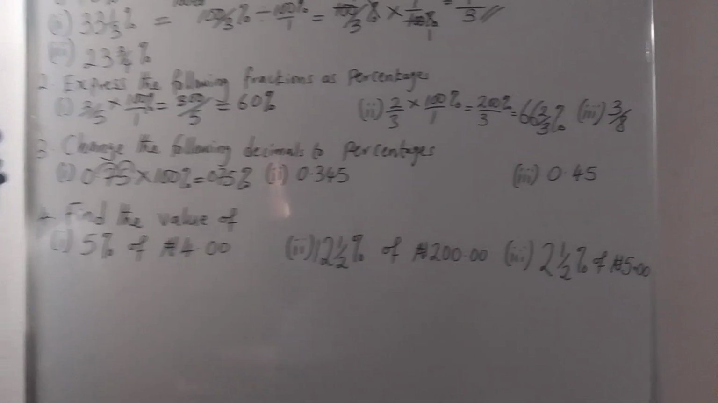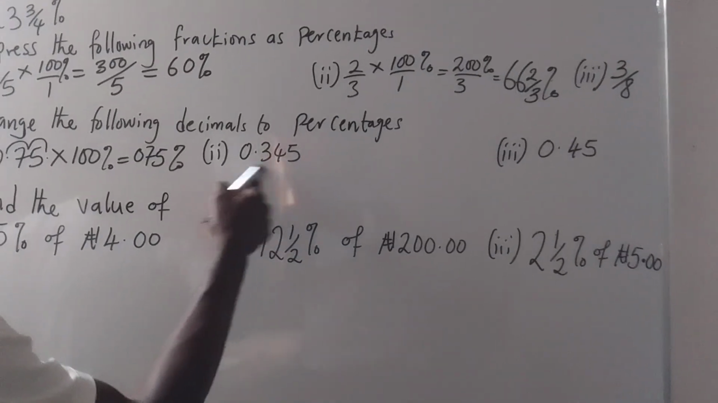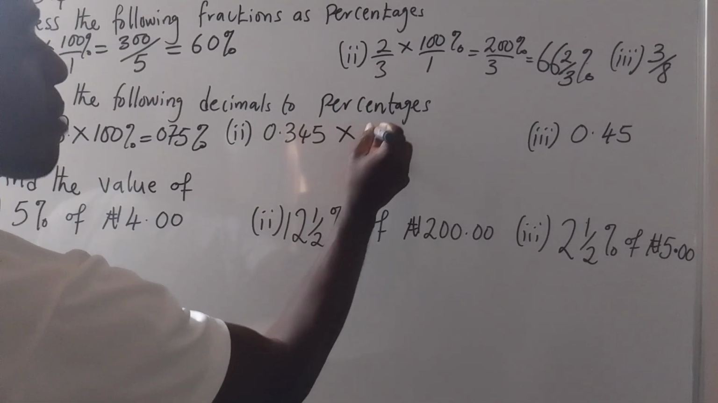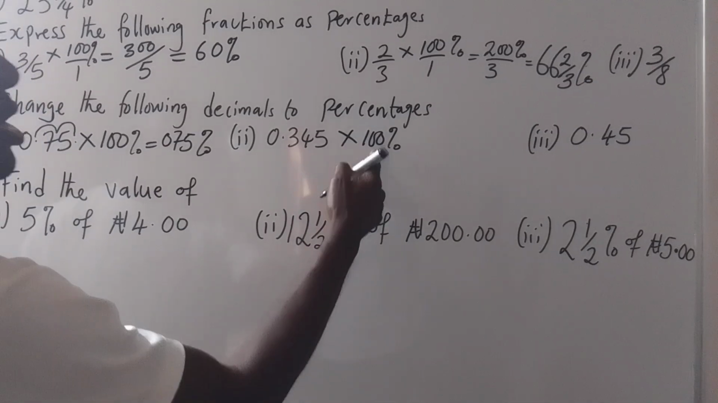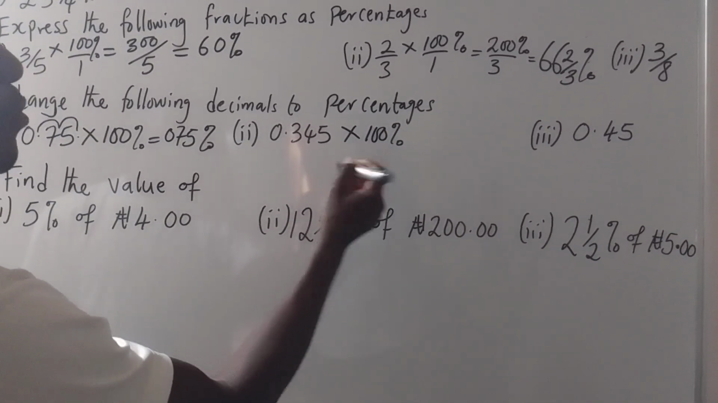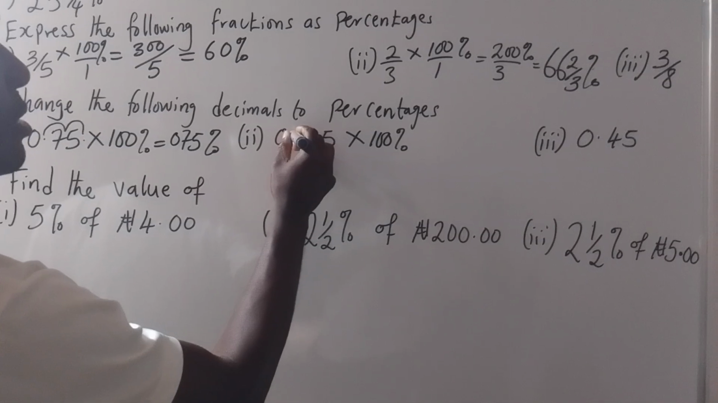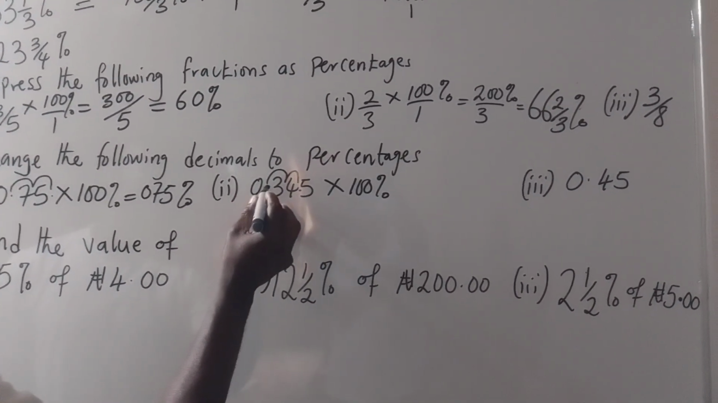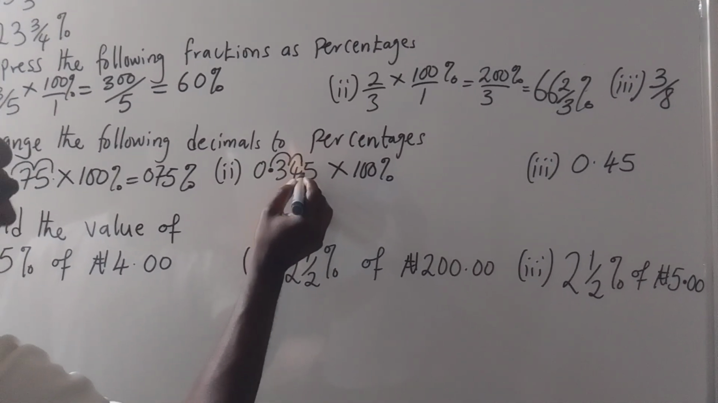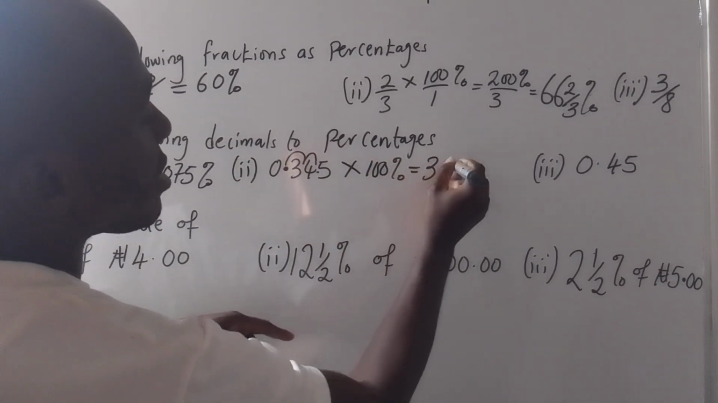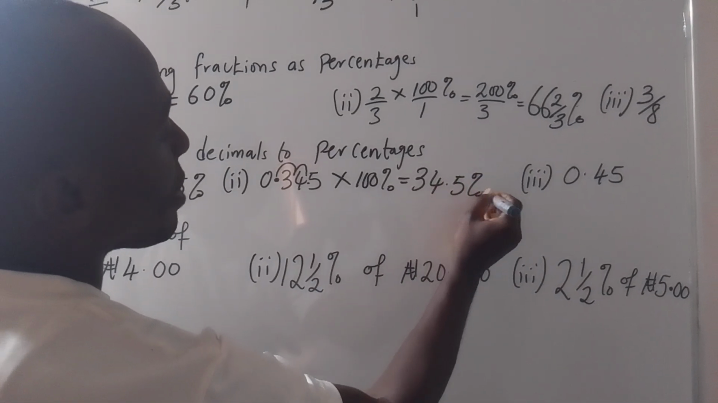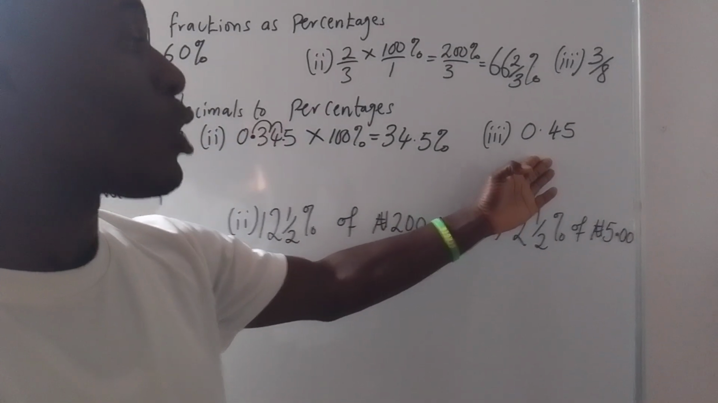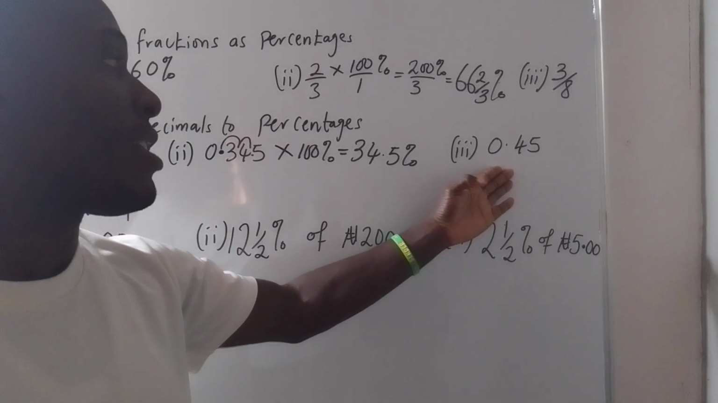So let's look at Roman figure 2. This number has no percentage and we are asked to change this decimal number to percentage. We multiply by 100%. 2 zeros make up 100. So you're moving this decimal point 2 places, 1, 2. Look at my decimal point now. I've moved this decimal point 1, 2. It comes here. This is the same thing as 34.5%. As quick as possible. Look at the third example, the third question. My wonderful viewers will also try this one.